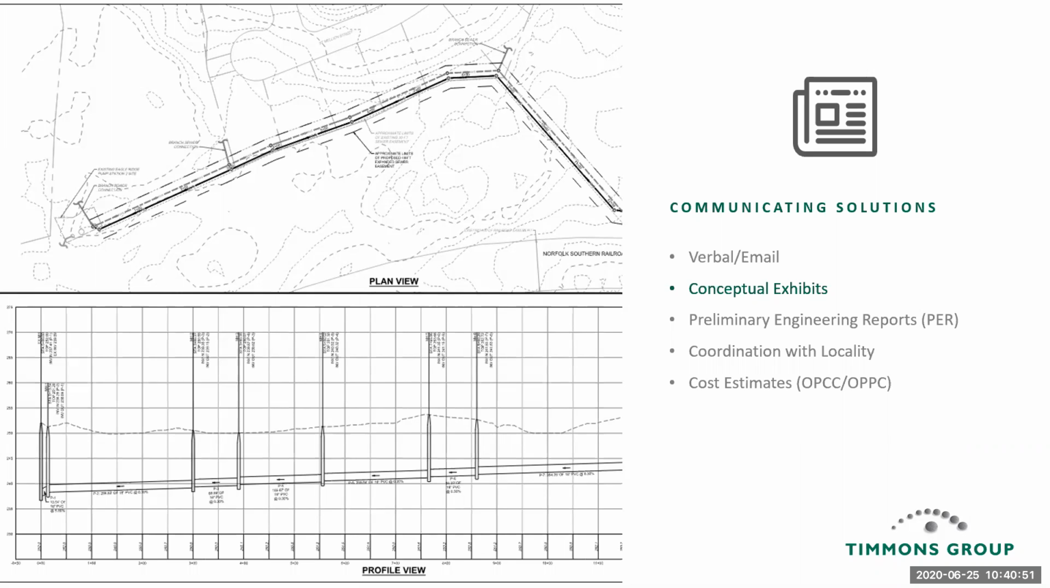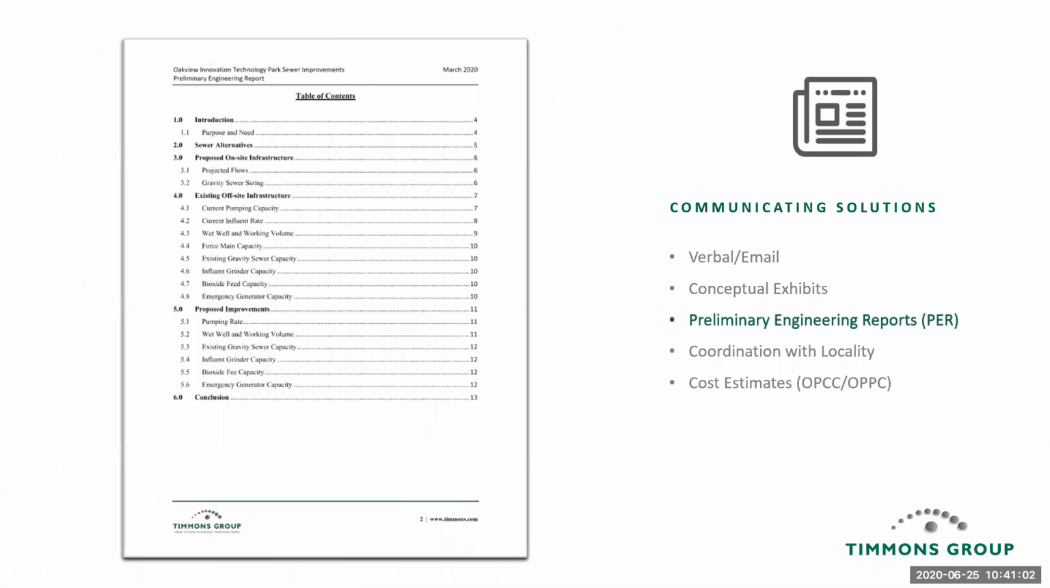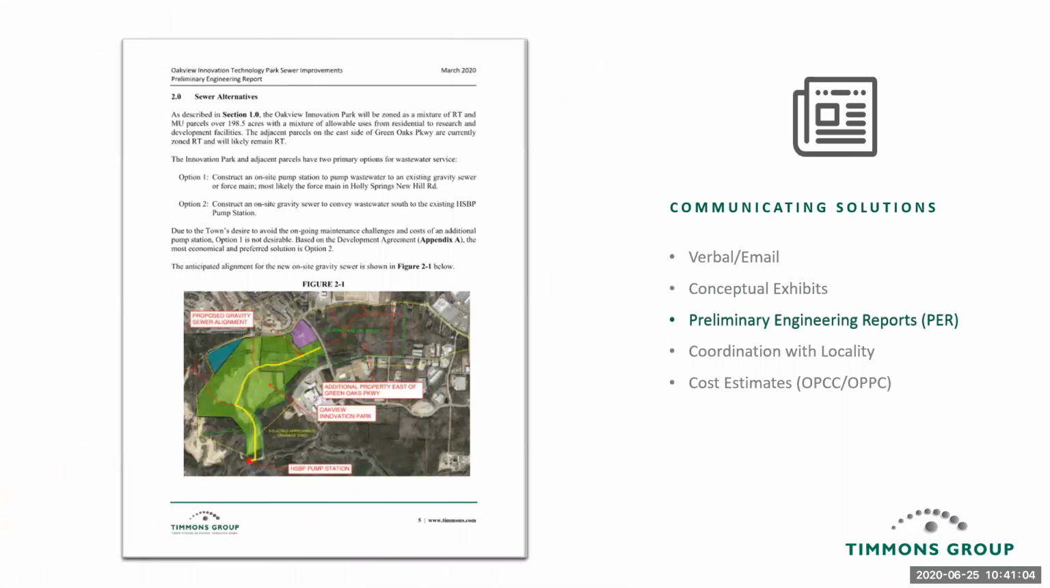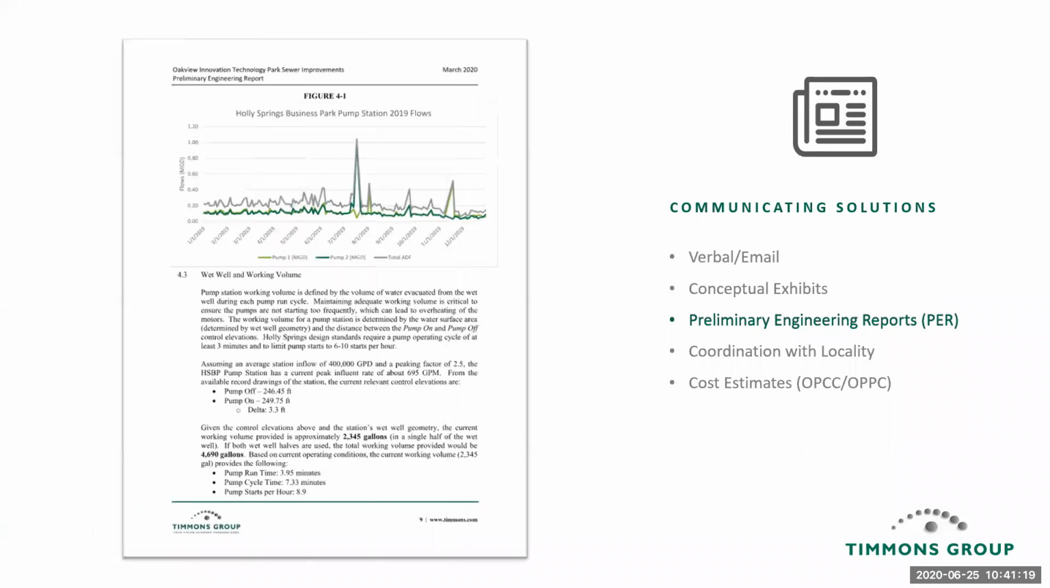are approvable. Sometimes we have to go into more of a report style we call PERs, or preliminary engineering reports. And these reports are much more in-depth, much more detailed. They provide details that may be necessary, again, for the locality to confirm that the appropriate considerations were given when determining capacity or when designing the necessary improvements to the system.